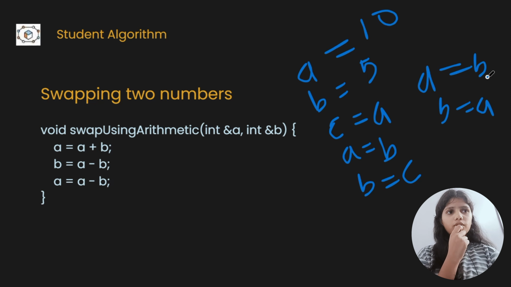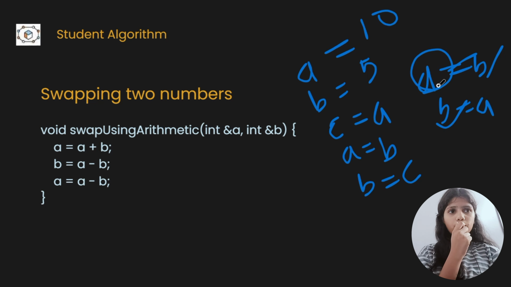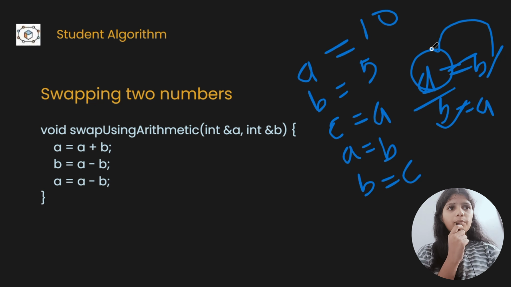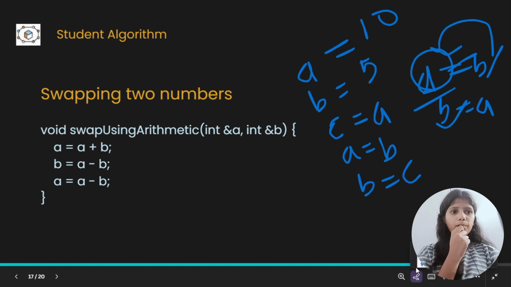If you do this, firstly a will store the b value. Now b will again be storing the b value. The a value will disappear. That's why we should not follow this approach. The most useful approach is to take a temporary variable, store a in it, then store b in a, and then the temporary variable in b. So this is how we perform it.